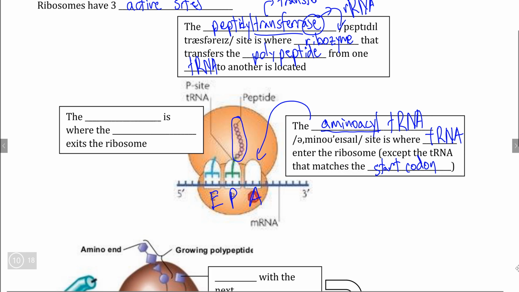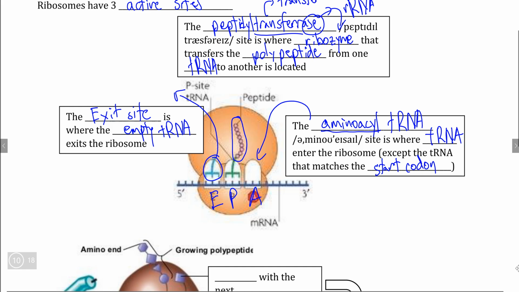And the final site, which is reserved for empty tRNA molecules that are no longer carrying amino acids, the E site, is simply where they exit. So not surprisingly, this is what we call the exit site of a ribosome.